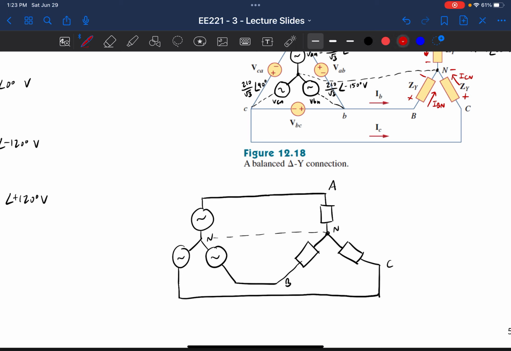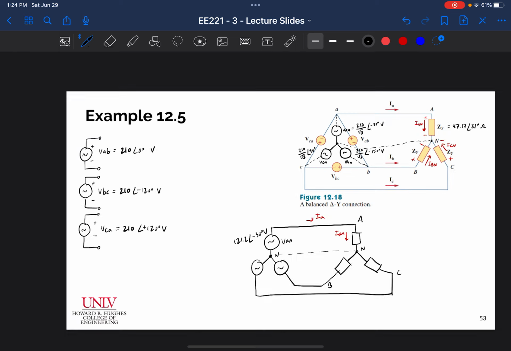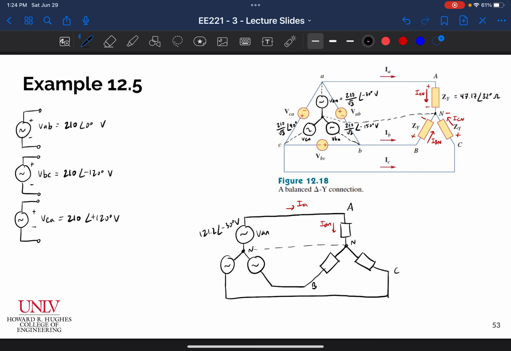And now finding my line currents or my phase currents is pretty trivial, right? 210 divided by √3, let's throw that in our calculator. And this works going the other direction, right? If we had a Y-connected source and wanted a delta-connected source, we just multiply by √3, which is what we saw in the past. But you typically wouldn't want to do that. So 121.2 angle negative 30 for this first one, VAN. And then VBN and VCN, of course, follow suit.